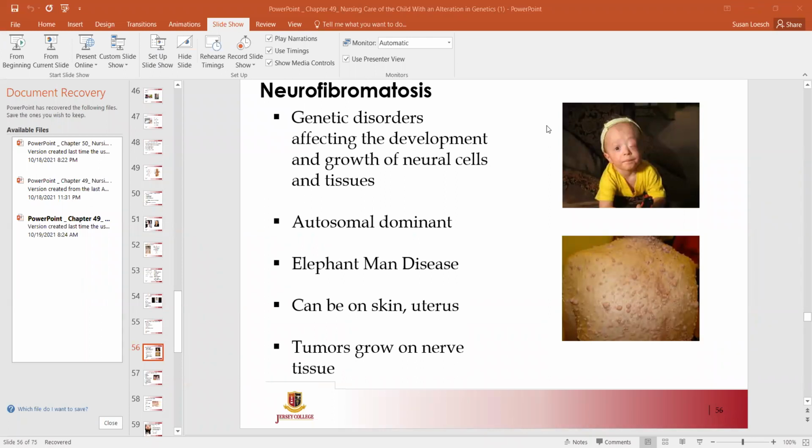Neurofibromatosis is a common neurocutaneous syndrome and genetic disorder of the nervous system that affects the development and growth of the neural cell tissues. There are different types: neurofibromatosis 1, neurofibromatosis 2, and schwannomatosis. Neurofibromatosis 1 is the most common type. This disorder causes tumors to grow on the nerves and produce other abnormalities such as skin changes and bone deformities. The affected person will inherit the disorder in most cases.